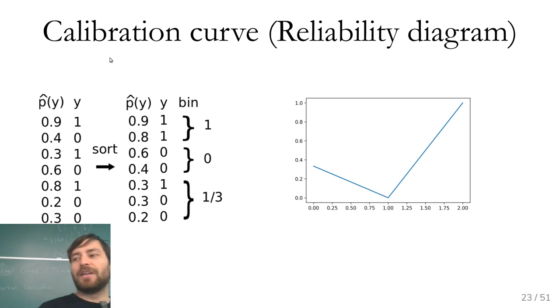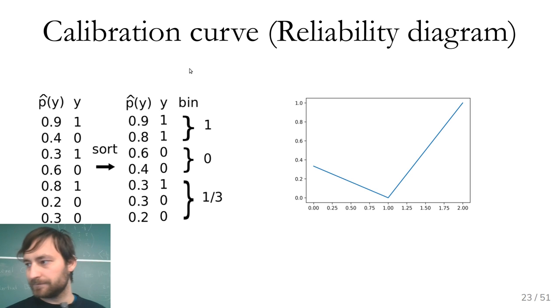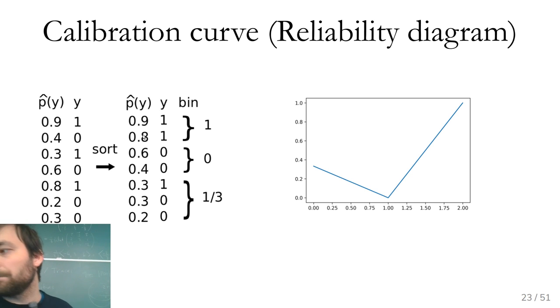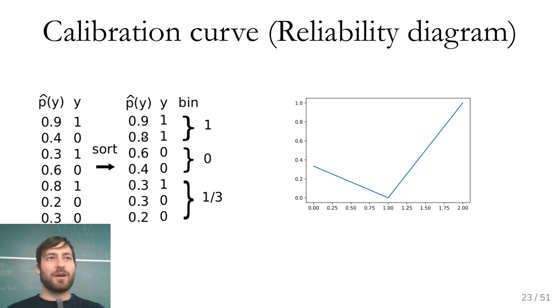And the way I do this is I sort by the estimated probabilities. Then I do some binning, like here, just as a cartoon example, basically, I bin on 1/3 of the data. So I create 3 bins. So the bin goes from 0 to 1/3, from 1/3 to 2/3, and from 2/3 to 1. And then I count for each of these bins how often was the prediction true. And ideally, in the first bin, the prediction should be true 1/3 of the time. In the second bin, it should be true 2/3 of the time.